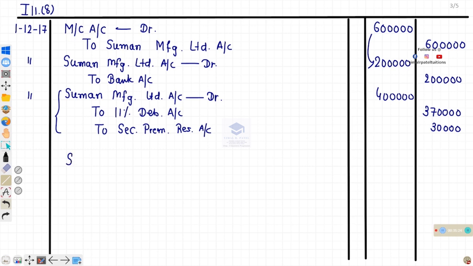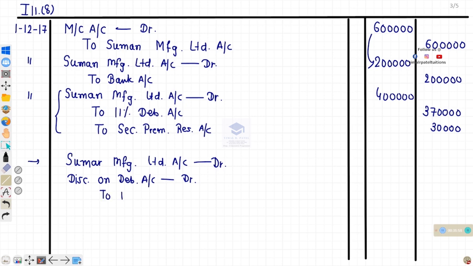So answer will be: Suman Manufacturing Limited account debited, discount on debenture account debited to 11% debenture. Company issuing debenture worth rupees 4,20,000 against the amount payable of 4 lakh. So 20,000 is discount. Clear? Yes. Loss that you know, debit karna, discount ma.